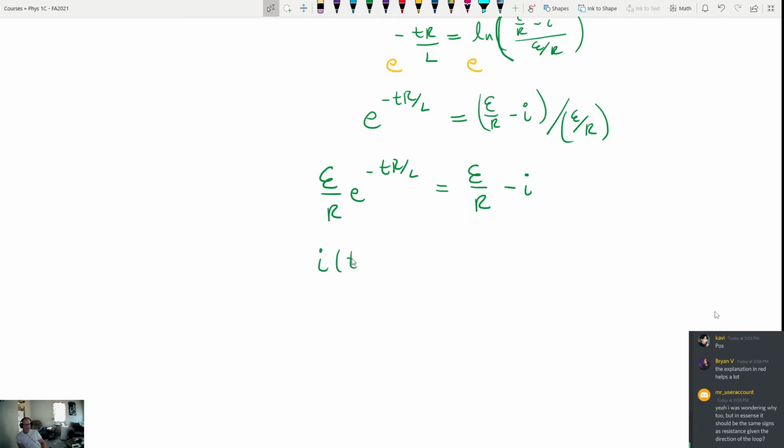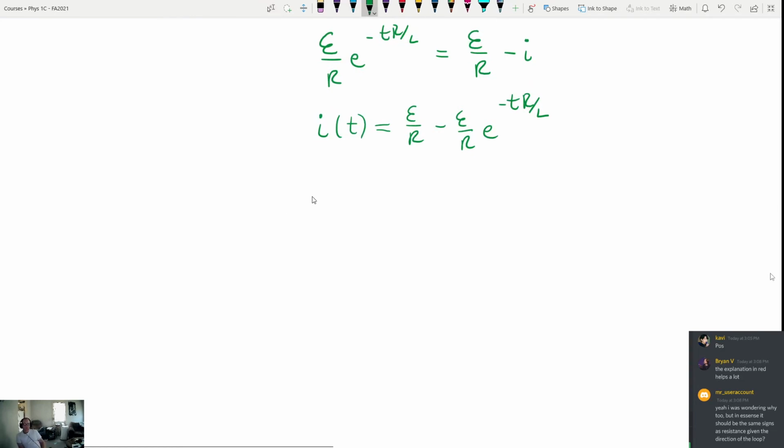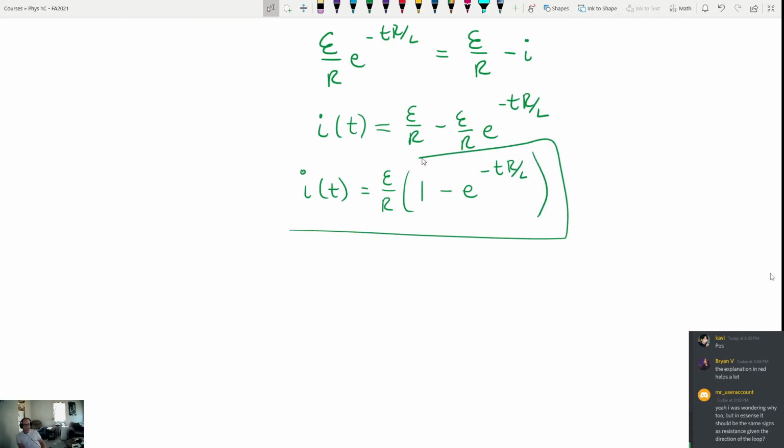This will give us I as a function of time in our circuit, and it will be equal to E over R minus E over R, e to the negative tR divided by L. Factor out the E over R from the right-hand side. So we're going to have I of t is equal to E over R, which is the maximum current, multiplied by 1 minus e to the negative tR divided by L. And this will give us the current as a function of time for when the current is turning on, basically. Okay? When the current is turning on.